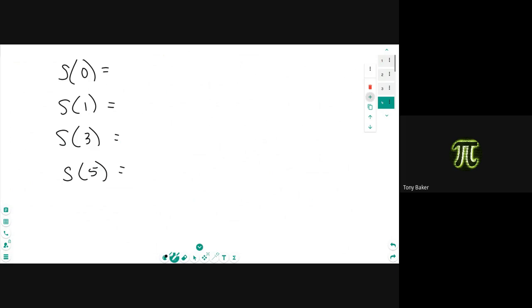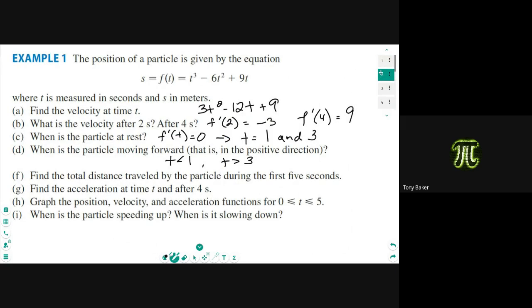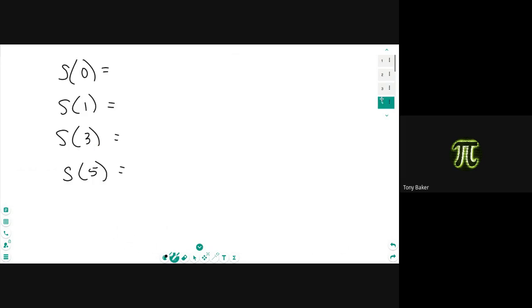All right, so it's S of 0. S, not V. So we're using this one. It's 0. What's S of 1? S of 3. S of 5.